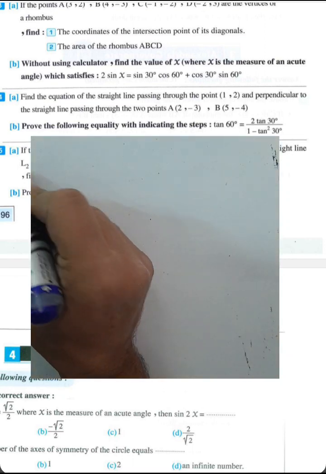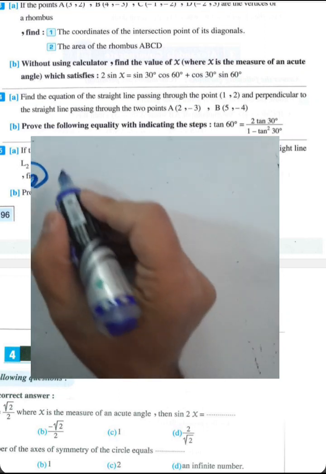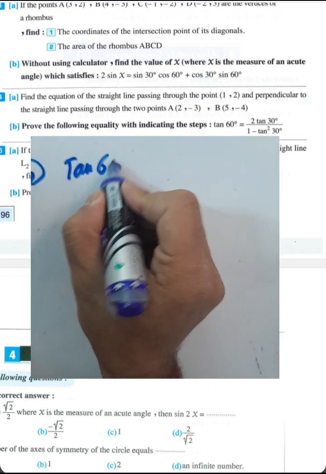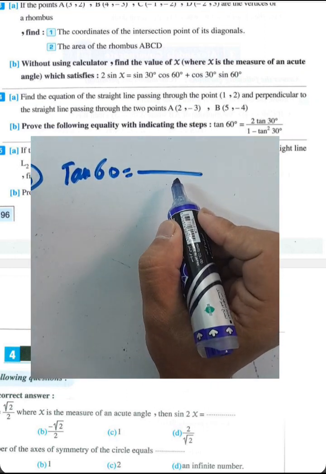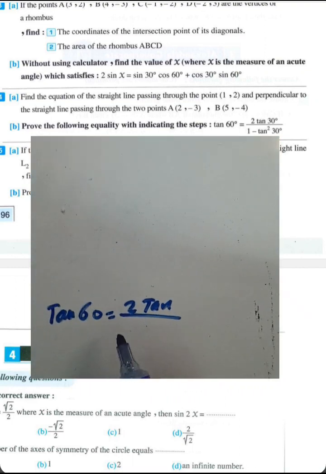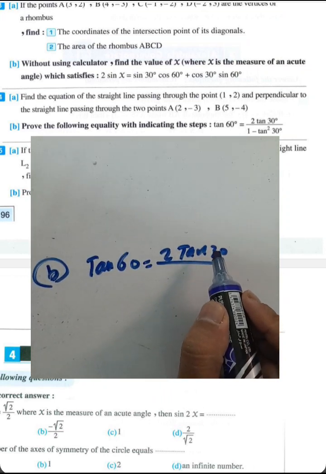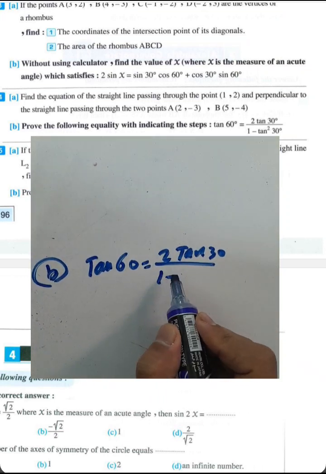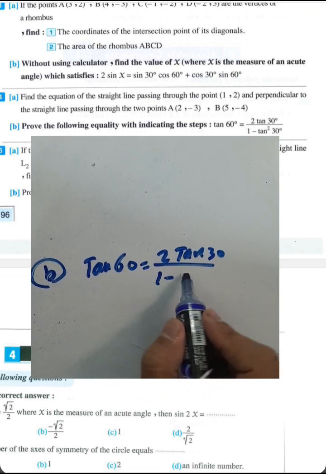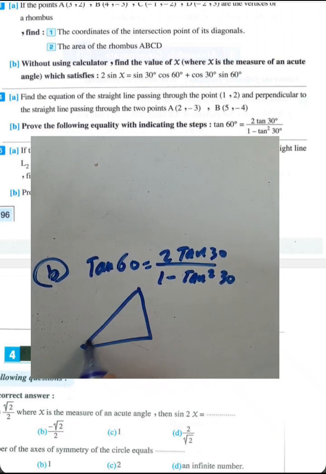Question letter B. Prove the following equality: tan 60 equals 2 tan 30 over 1 subtract tan squared 30. We can draw a right angle triangle, 30 and 60, sides 1 and 2, and here root 3.